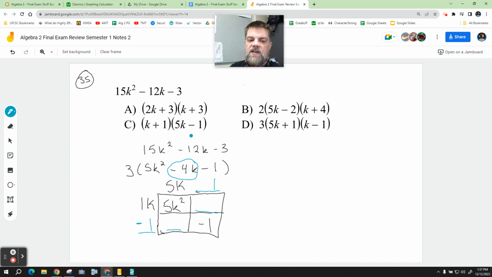So I'm going to make this one negative and this one positive. When I do that, 1 times 1k is just a positive 1k. And then 5k times negative 1 is a negative 5k. So what's negative 5k plus 1k? Negative 4k. So then that means that 3 times this stuff is just 3 times the quantity 5k plus 1 times the quantity k minus 1. Is that D?